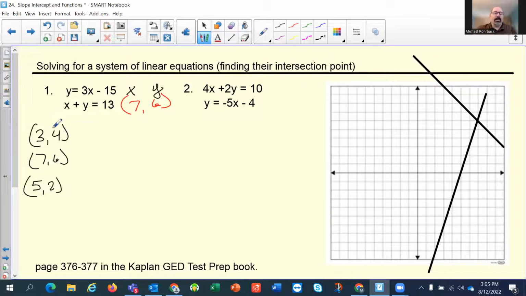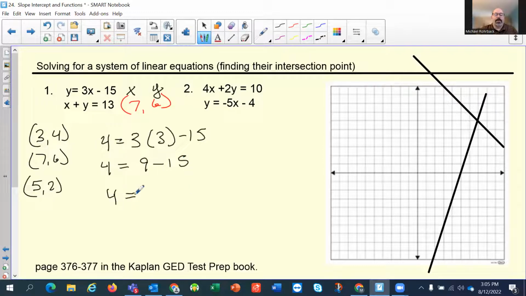So we have an A, B, C, D answer set, and we have a 3, 4. Well, if this is a potential answer, we could check it by doing this. The 4 is the y, so you'd write 4 equals 3 times x. Well, the x is a 3, minus 15. Well, does 4 equal 9 minus 15?